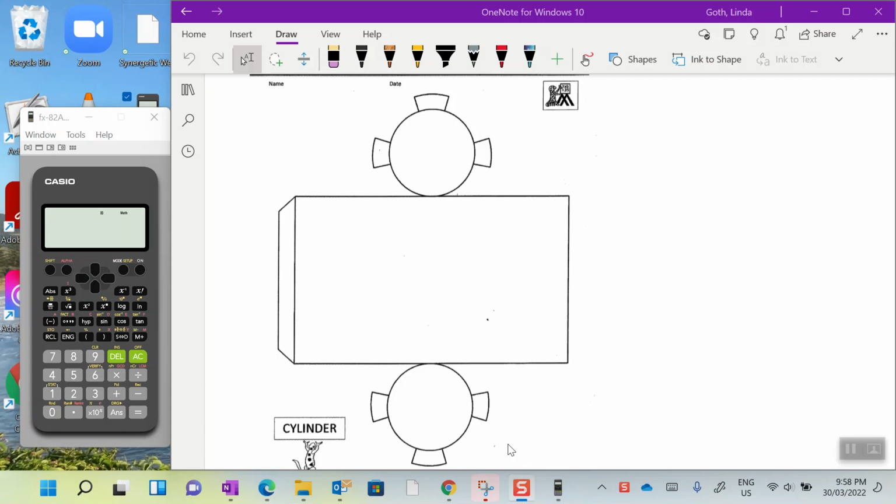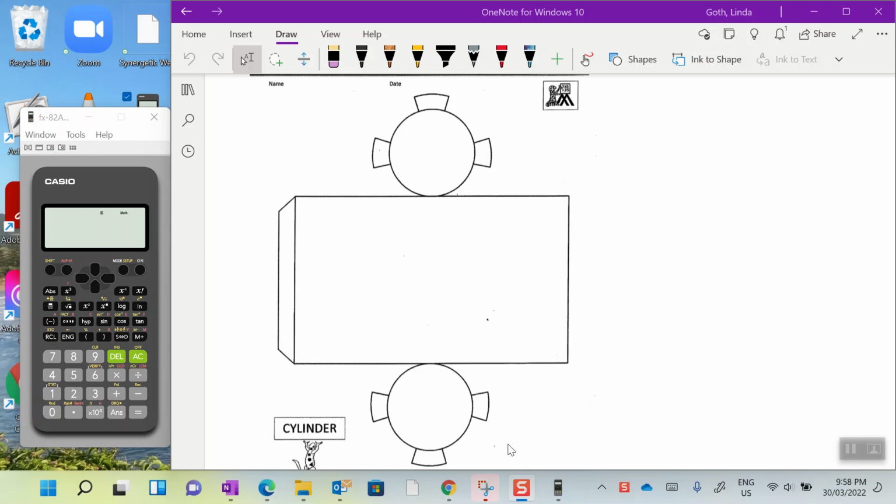When we're finding the surface area of a cylinder, we use a simple formula. I'm going to give you the formula and an example of how to use it, and then if you'd like to know exactly where the formula came from, you can keep watching the video.